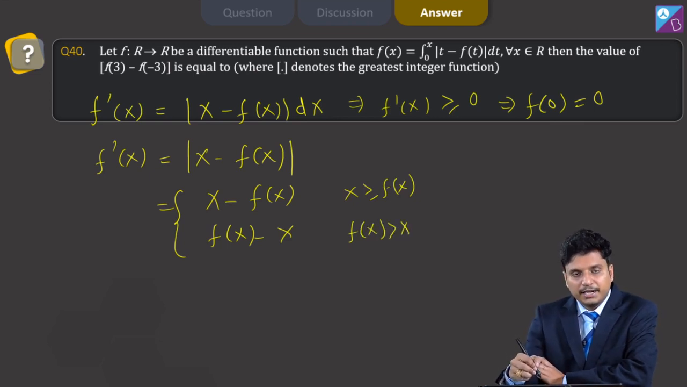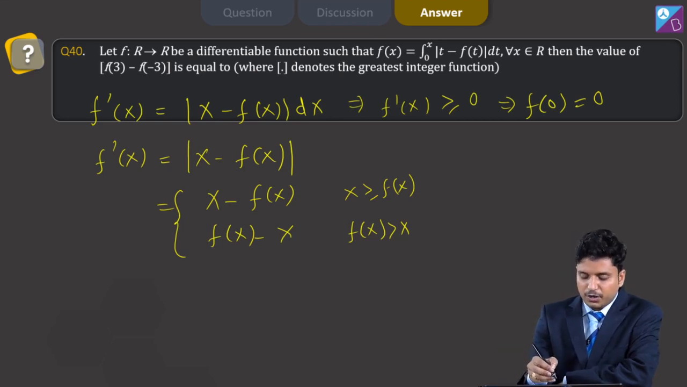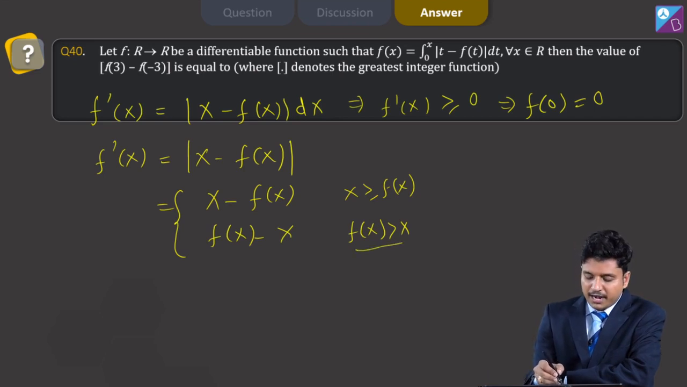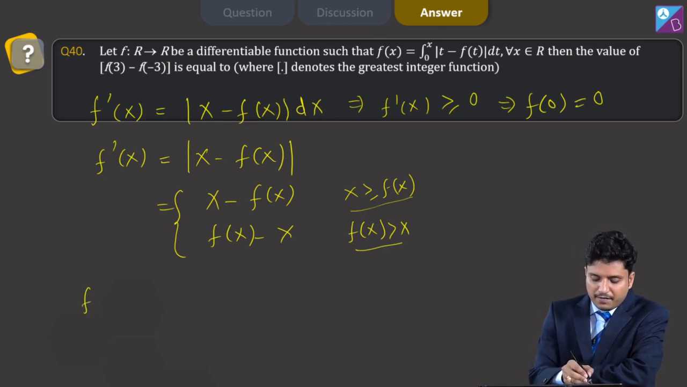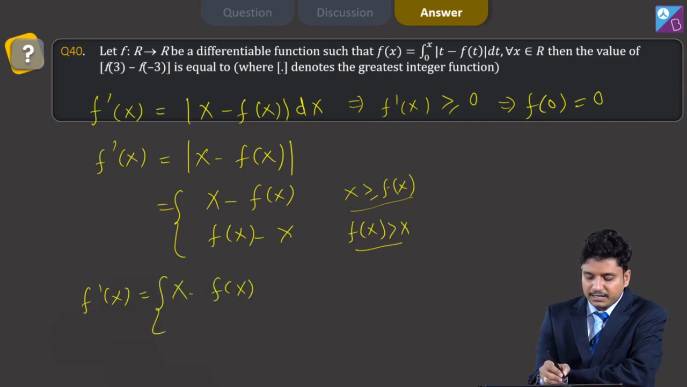As we know that fx is an increasing function, as we go to the right side of x equal to 0, fx will increase and x is not increasing that much. So fx is greater than x for x greater than 0, and fx is equal to x at x equal to 0. So this portion will be defined for x less than 0. So f dash x is equal to x minus fx for x less than 0, and for x greater than 0 it will be fx minus x.